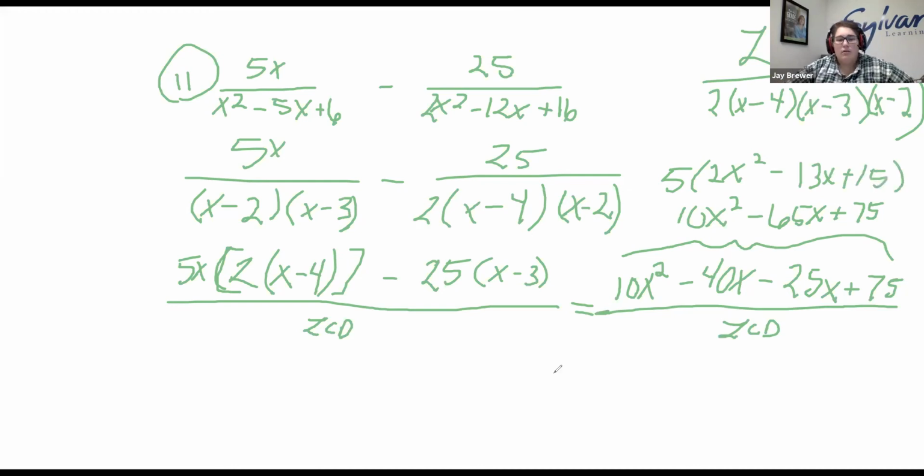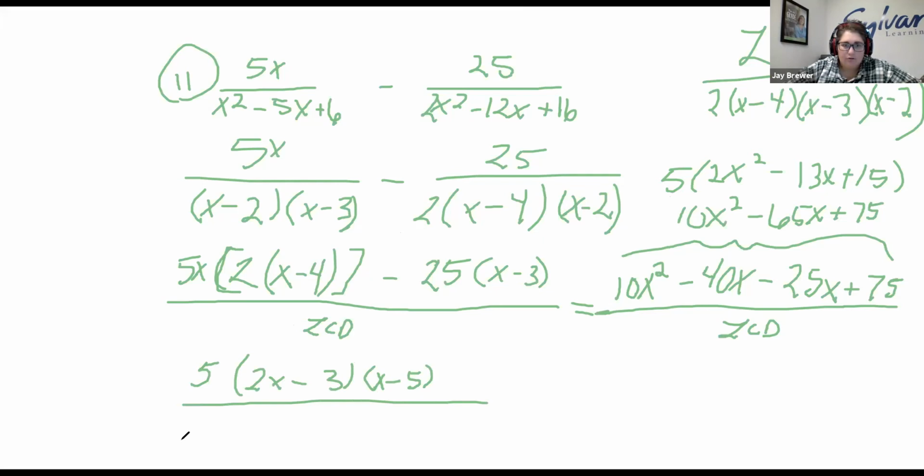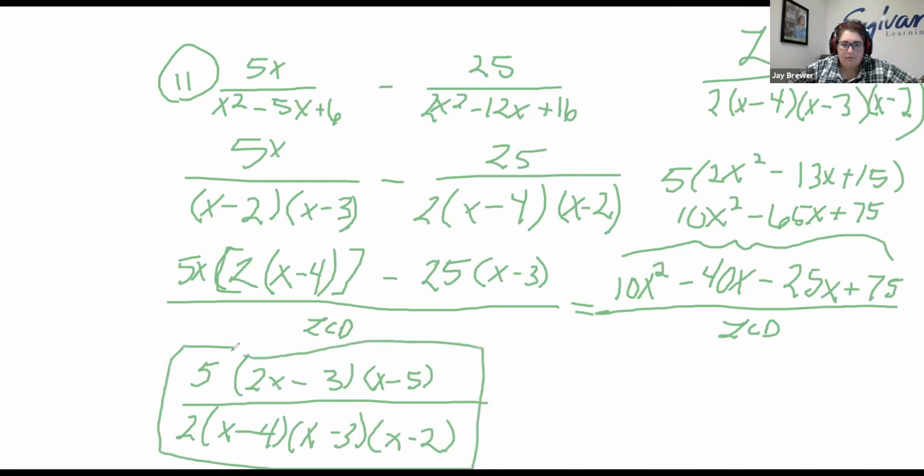Okay. We can now factor that. So let's come down here. 5 on the outside. We will get 2x minus 3 and x minus 5. I believe your exam question was not as scary as this one was, but I had to make it a little bit different. Okay, so that is your overall answer for this problem.